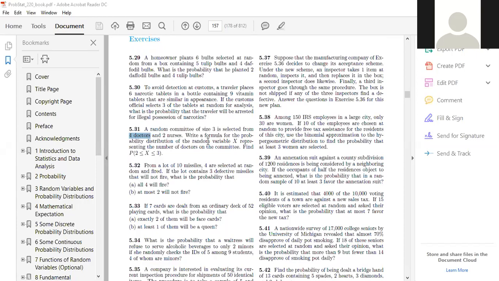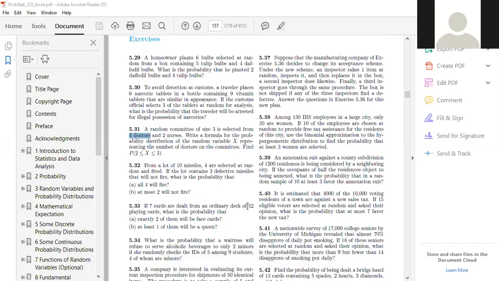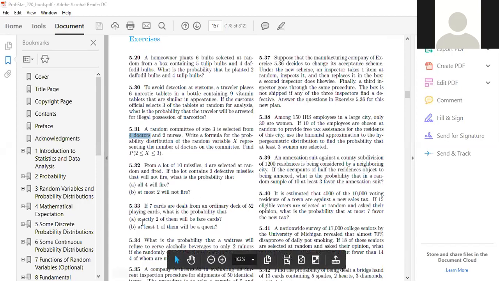If 7 cards are dealt from an ordinary deck of 52 playing cards, what is the probability that exactly 2 of them will be face cards? Exactly 2 means x equal to 2. Total number of cards is 52, so capital N equal to 52. If 7 cards are dealt, the sample size is 7, so small n equal to 7, right?